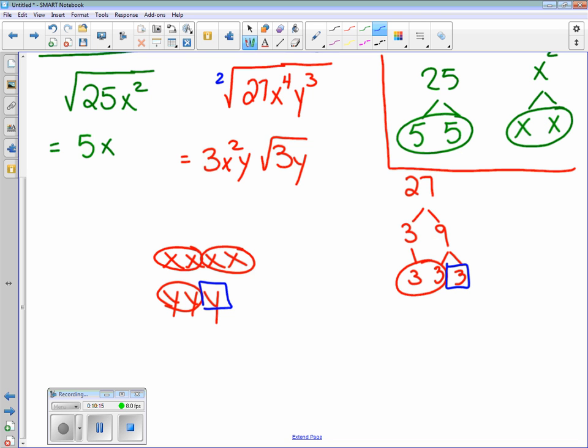The quick way is to take the exponent and divide by the index. If it divides evenly, everything stays out. If there is a remainder, for example, 3 divided by 2 is 1 and 1/2. Remainder is 1. 1 comes out, 1 stays underneath. If you don't like that way, write them all out and circle pairs. I'm good with that. Okay?